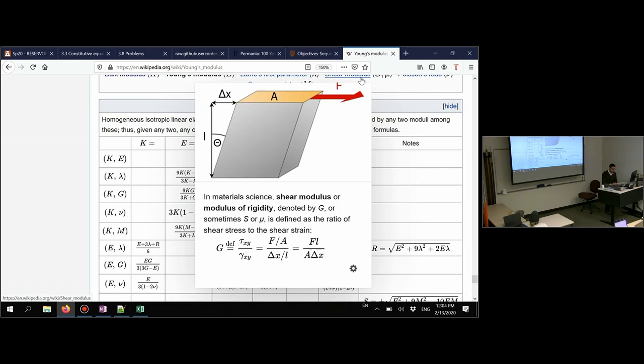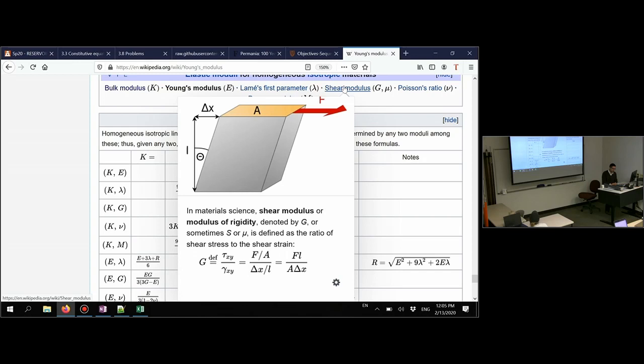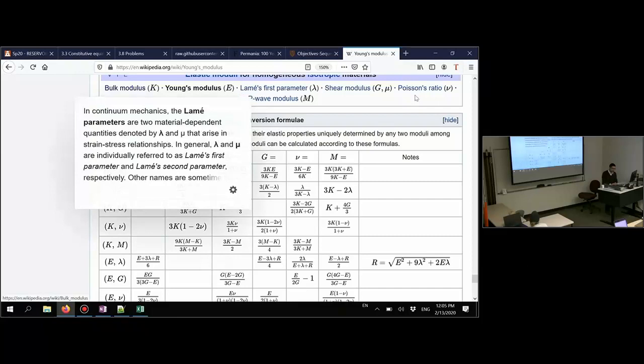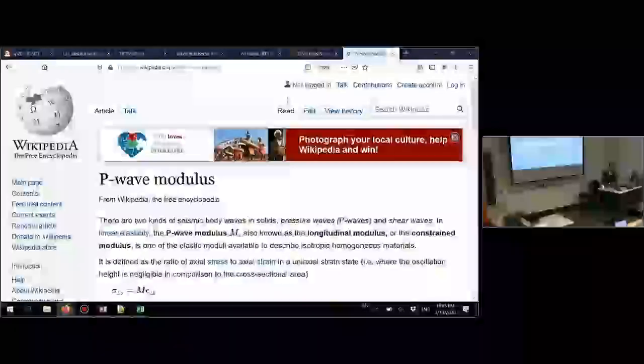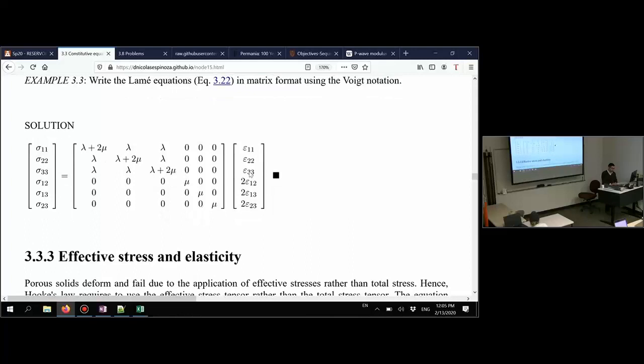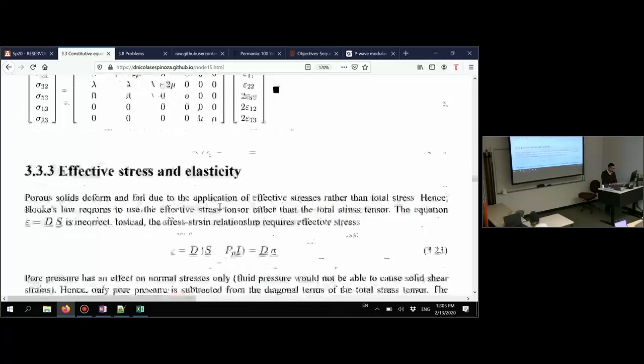Okay. Actually, there are some nice drawings over here. We know what is shear modulus. Lamé doesn't have a clear interpretation. Bulk, you see, is isotropic compression. Let's see for P-wave modulus. I'm going to make a drawing for P-wave modulus, so we'll see that later. All right. Let me come back over here. This is a stiffness matrix with Lamé parameters. You see, it's a lot easier to write.